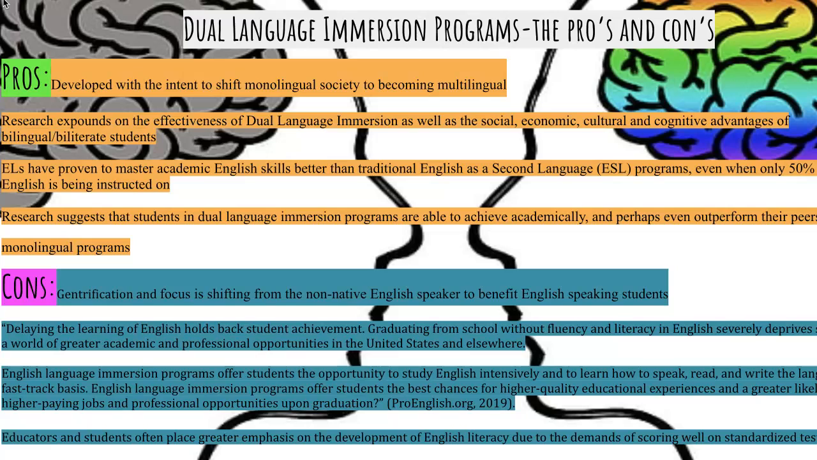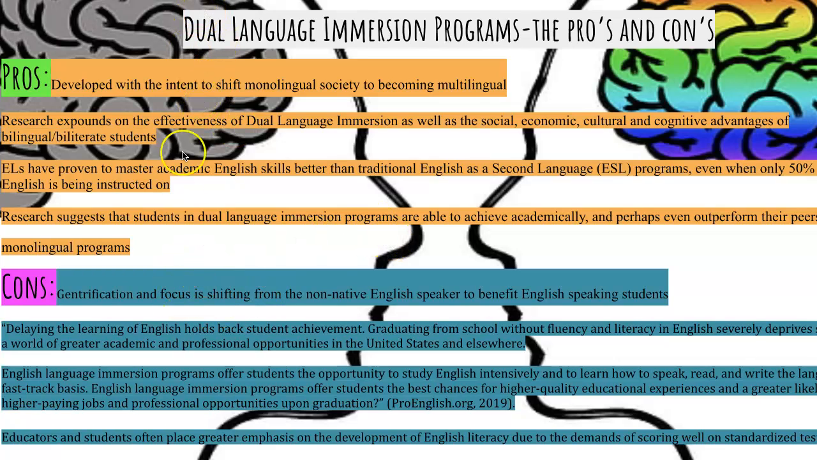These programs are developed with the intent to shift a monolingual society to becoming multilingual. Research shares the effectiveness of dual language immersion, as well as the social, economic, and cognitive advantages of bilingual, biliterate students. ELs have proven to master academic English skills better than in traditional English as a second language programs, even when only 50% or less of the instruction is in English. Cons.